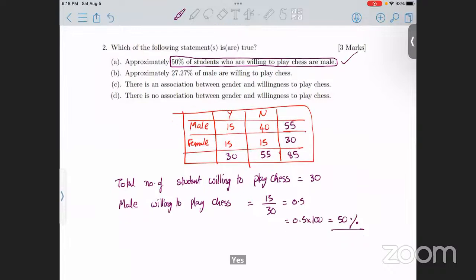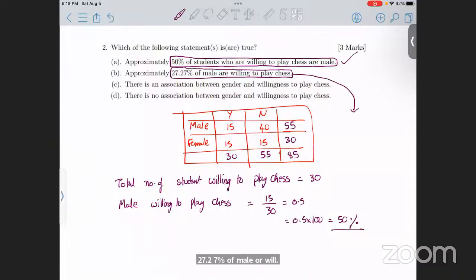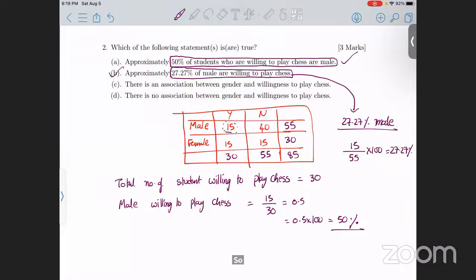And then we will go to the second option. Approximately 27.27% of males are willing to play chess. Read this sentence twice. 27.27% male. What is the total number of males? 55. So total male is 55, and 15 are willing to play. 15 by 55 into 100, so it is 27.27%. So even this is correct.